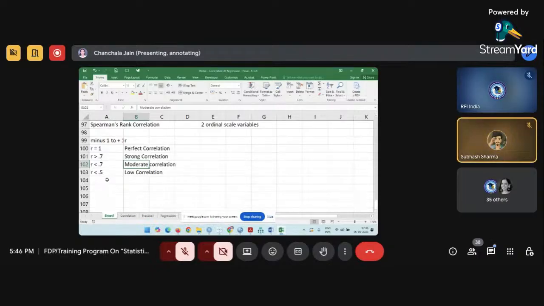Yes, ma'am. Now, the next term comes: causation. Generally, people have misunderstood correlation. Some people understand that correlation is nothing but causation. No, it is a wrong conception. It's a misconception, I must say, right? Correlation is not causation, because causation is something different.